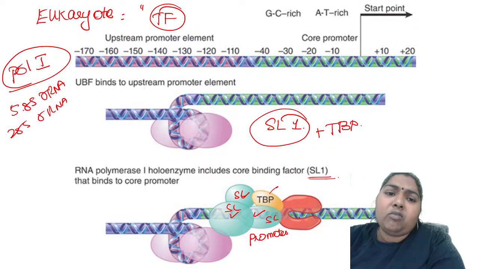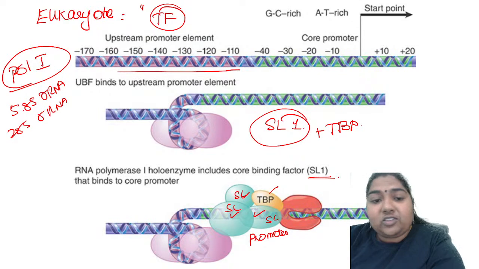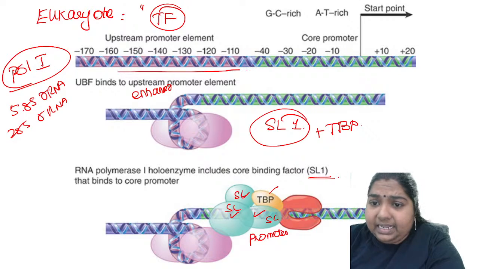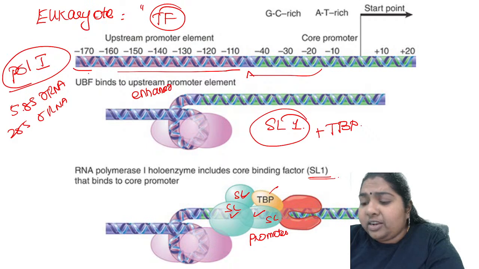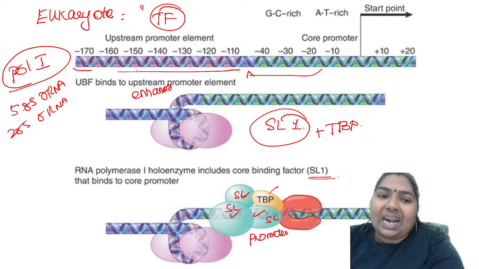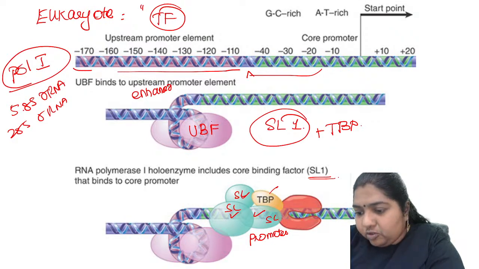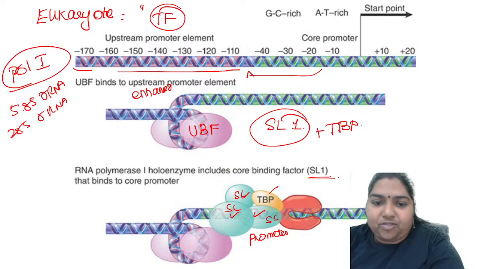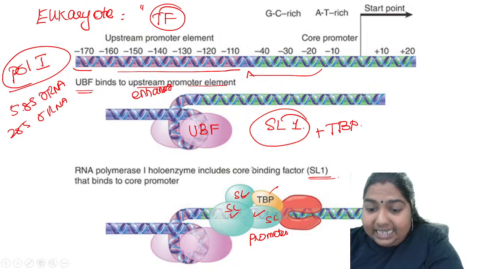Now you see that there is an upstream element. It is very big, and it usually contains your enhancer. The enhancer should typically be near your promoter. If it is far away, it is going to make no meaning. One more factor is called UBF. UBF is another important factor. It is going to bind to the upstream promoter element. This is also a dimer.